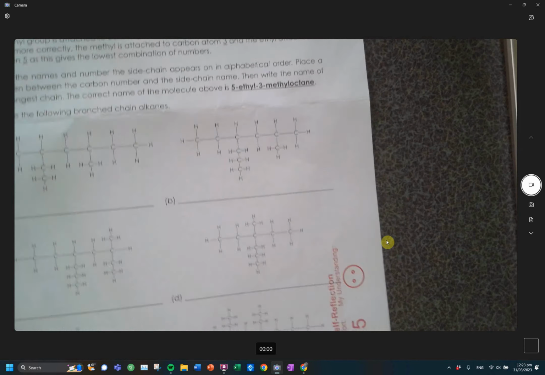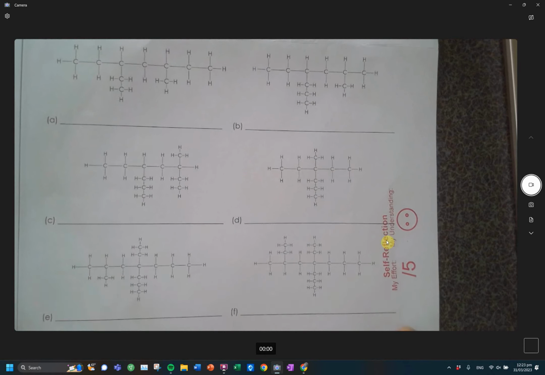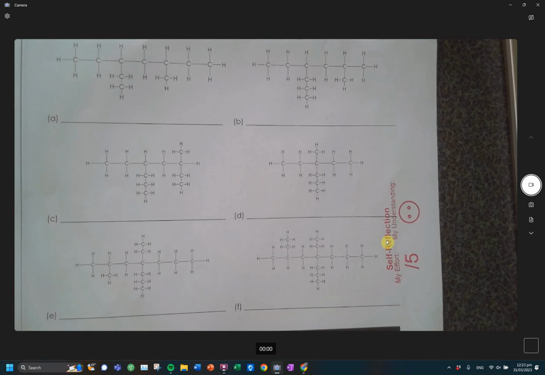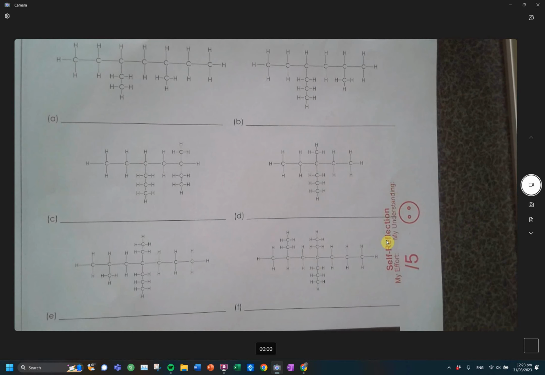Okay. Any preference to which one I do? E, because it's the hardest? E or F? F? Okay. D? Which one do you guys want me to do? You gotta pick one. F. I hear more for F.